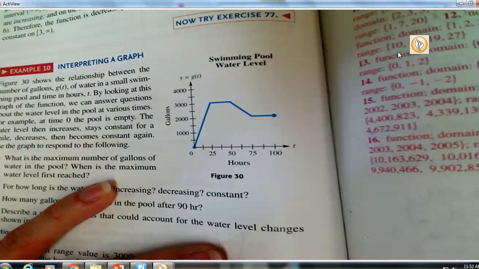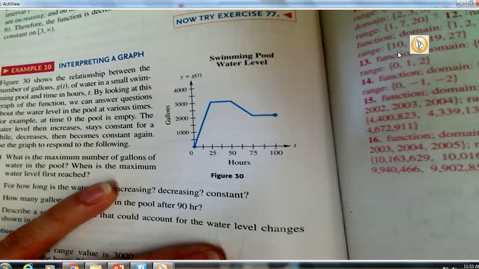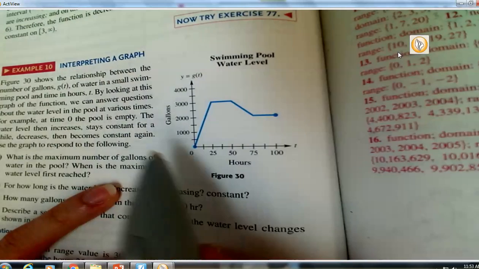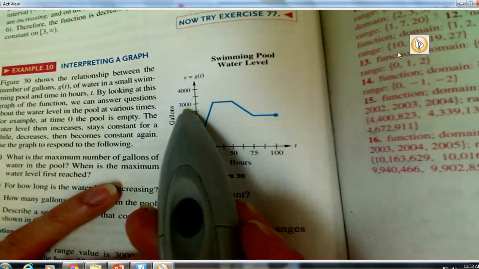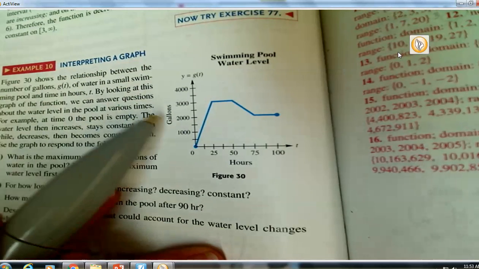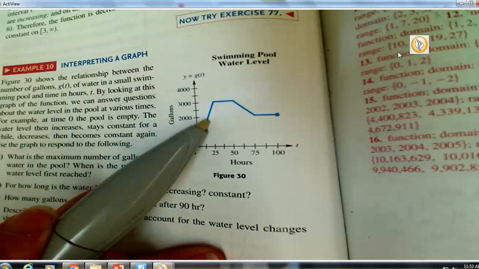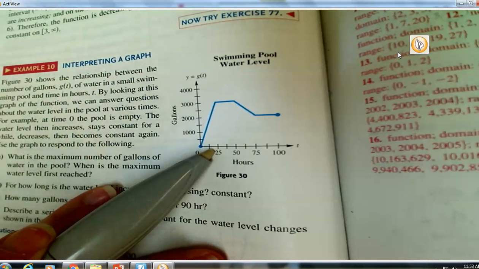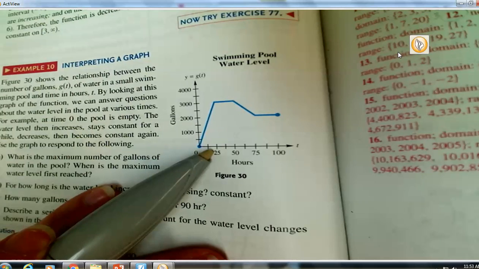So part A, what is the maximum number of gallons of water in this pool? 3,000. You guys see that? The highest point is right here. That's when your y value is 3,000. Okay, when is that water level first reached? After 25 hours.